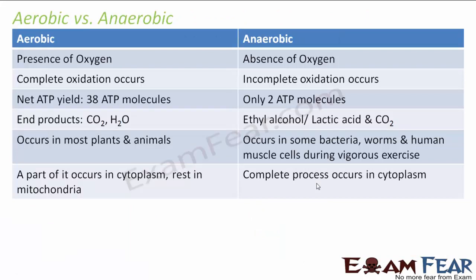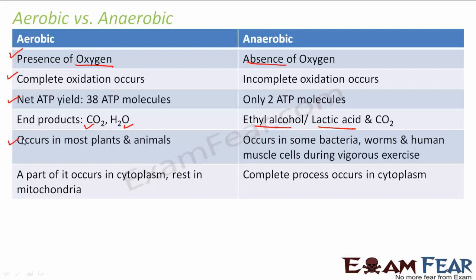So let us now differentiate between aerobic and anaerobic respiration. The first thing, aerobic respiration will happen in presence of oxygen, anaerobic in absence of oxygen. In aerobic respiration, complete oxidation occurs, and that is why the end products are CO2 and H2O. In anaerobic, incomplete oxidation occurs, and therefore the end products are a 2-carbon molecule like ethyl alcohol or a 3-carbon molecule like lactic acid. The net ATP yield in aerobic respiration is 38 ATP molecules, whereas in anaerobic it is just 2 ATP molecules. So very little energy is released in case of anaerobic respiration.